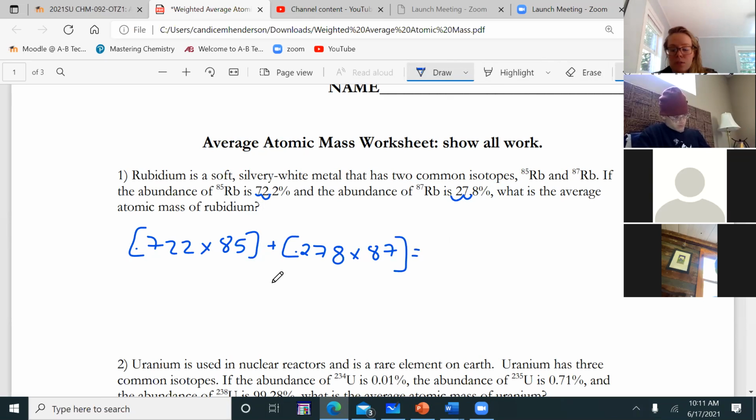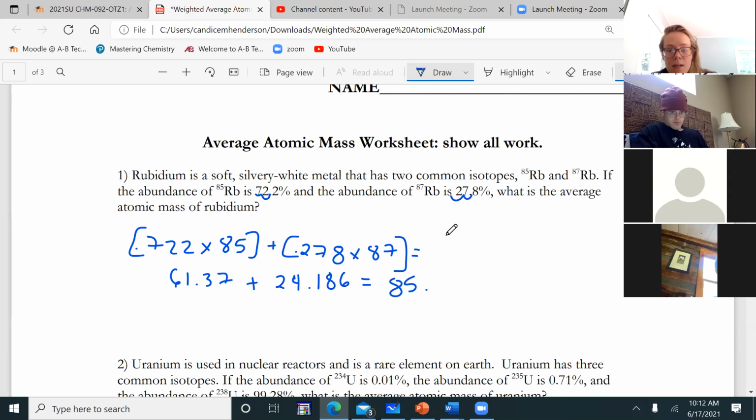It may serve you to calculate them individually. So 0.722 times the 85 gives you a value of 61.37. And then we're going to add that 0.278 times the 87 gives us 24.186. Add those two values together. And we get 85 point, I go with 1 decimal because the percentage is in decimals. So 85.6 is your mass, and this is AMU.